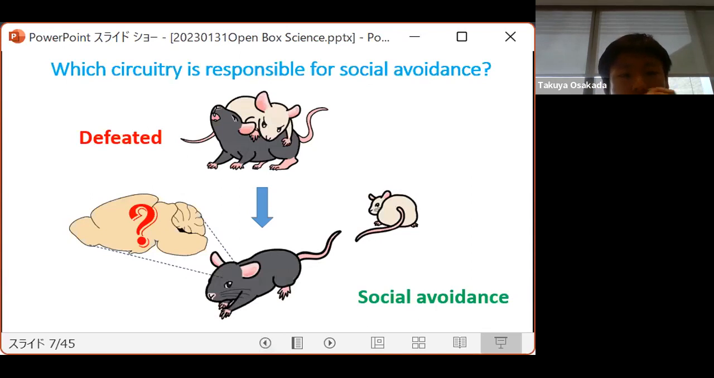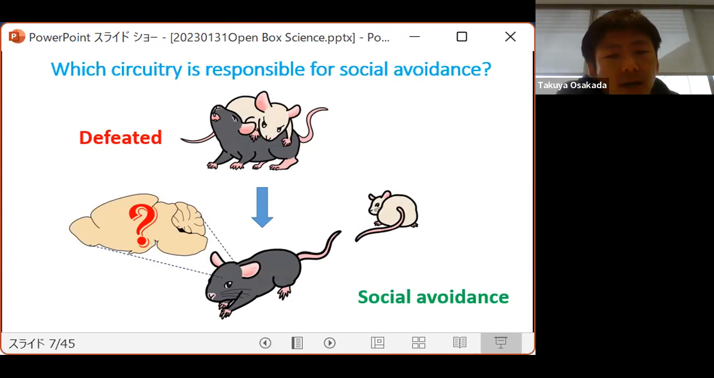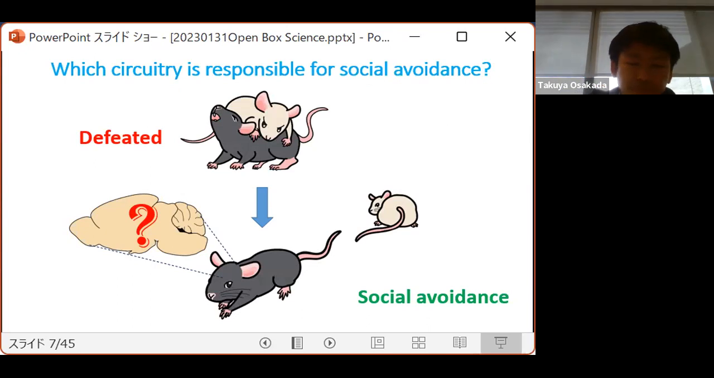So the question we want to address today is which circuitry is responsible for this social avoidance behavior, this plasticity in social behavior. Social avoidance occurs in animals that experience a defeat. So the circuits responsible for avoidance behavior could be highly activated during defeat as well.